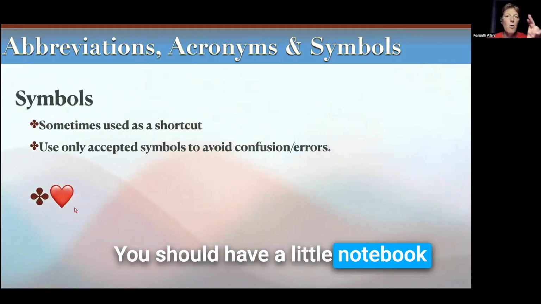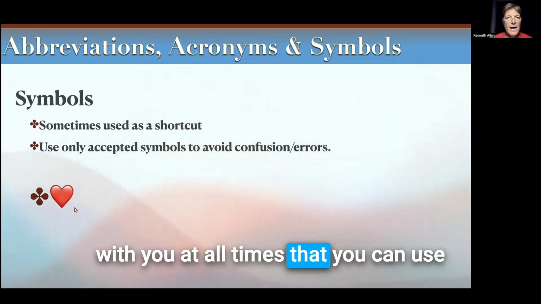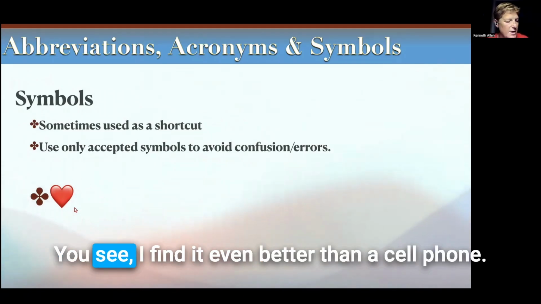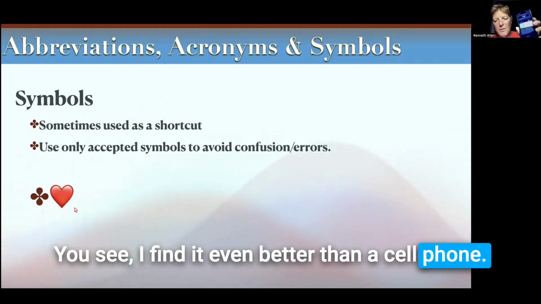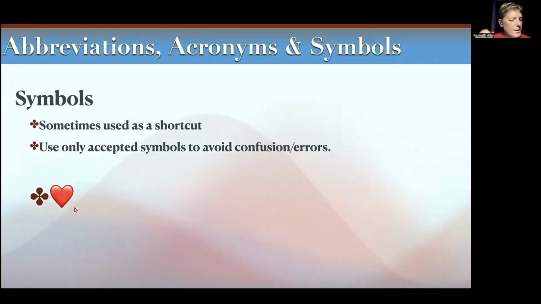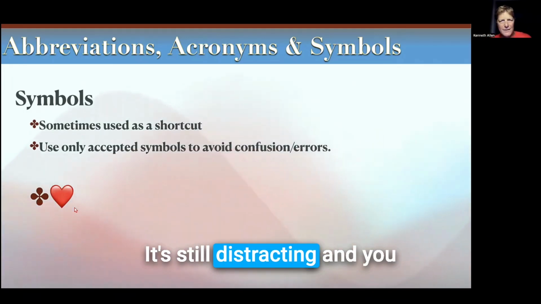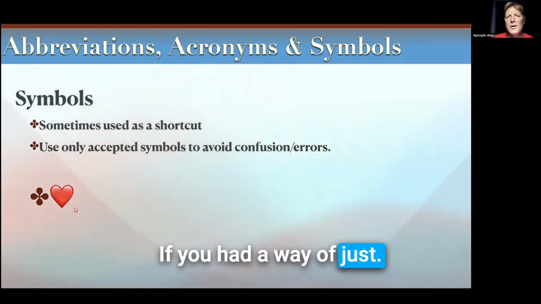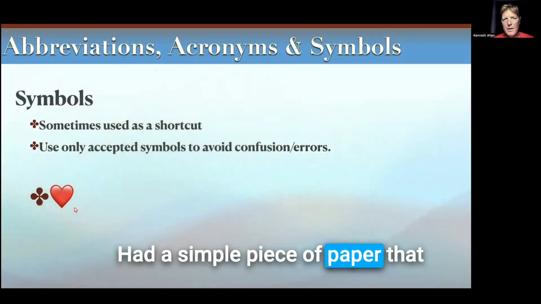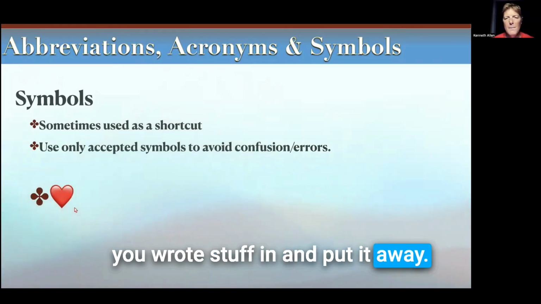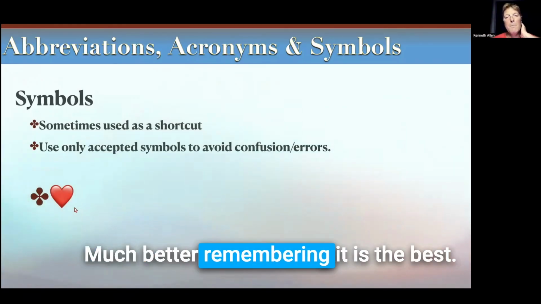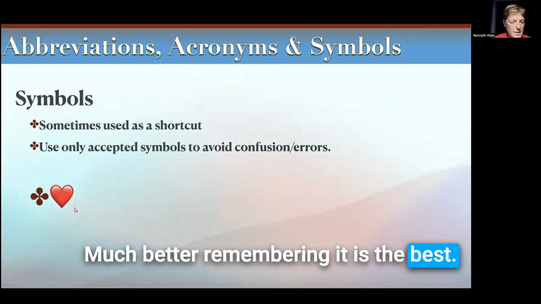If you see it, remember it, write it down. You should have a little notebook with you at all times that you can use to scribble down interesting things you see. I find it even better than a cell phone. A cell phone is still distracting, and you still have to write stuff out. If you had a simple piece of paper that you wrote stuff on and put away, much better. Writing on your glove, much better. Remembering it is the best.